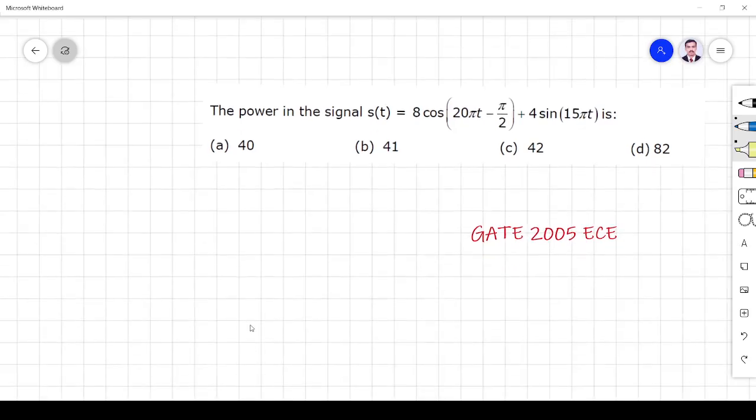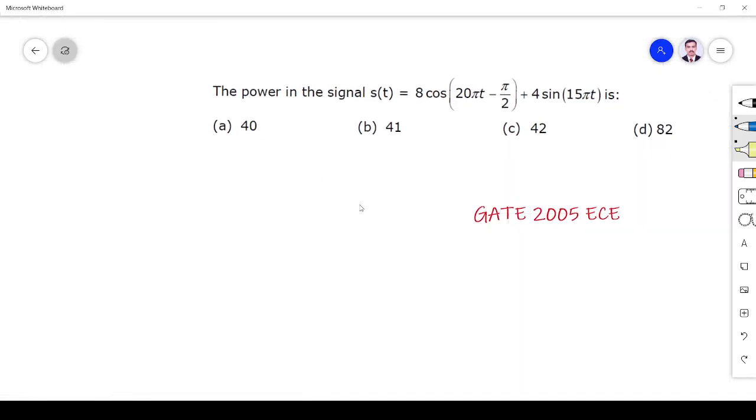Hi friends, in this video let us solve a signal system related question asked in GATE 2005 EC paper. The question is: the power in the signal s(t) = 8 cos(20 pi t - pi/2) + 4 sin(15 pi t) is.